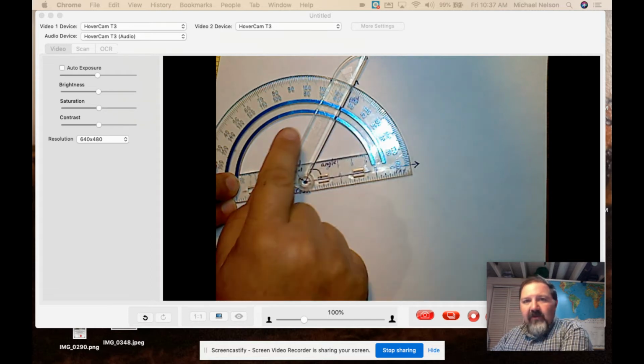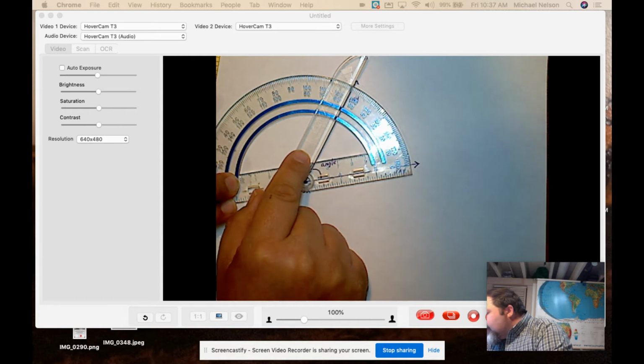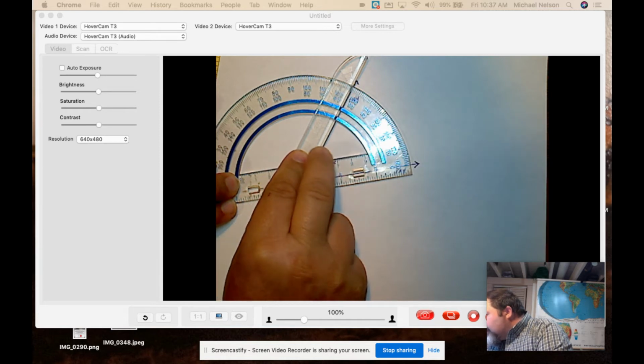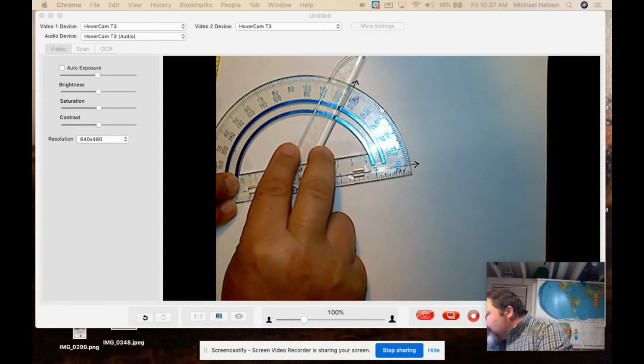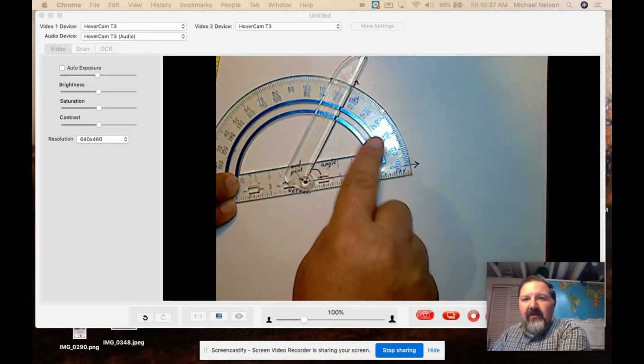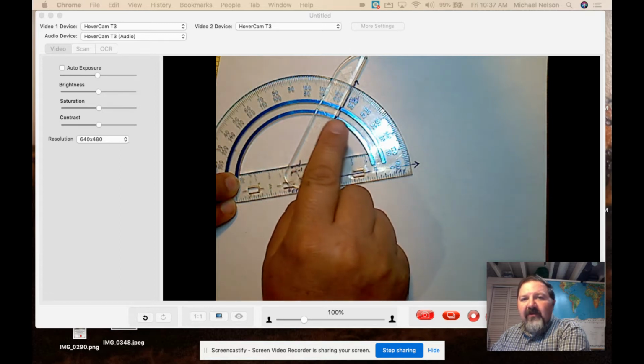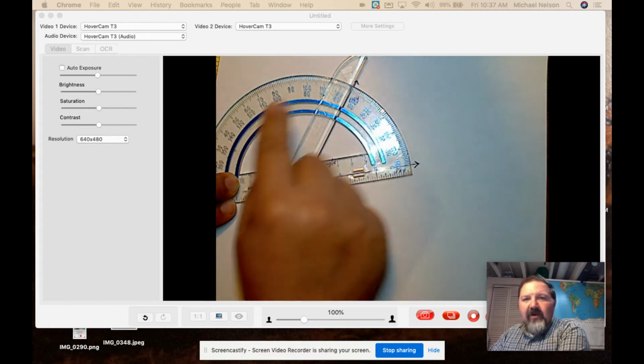So if you can see that one right there, and I didn't intend for it to be a very close measurement, but it is really close to 54 degrees. You go 0, 10, 20, 30, 40, 50, and it's almost to 55. The first mark to the right of it would be 54 as it goes smaller. The larger numbers are used for obtuse angles.